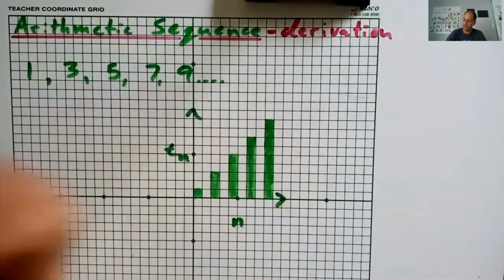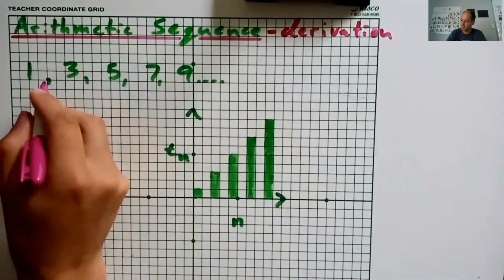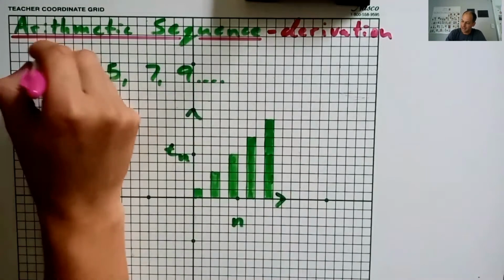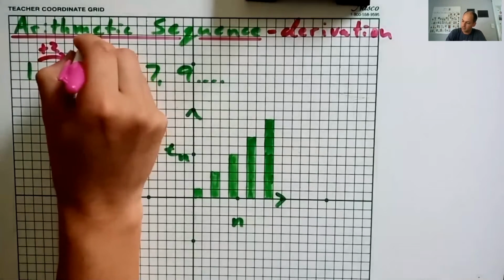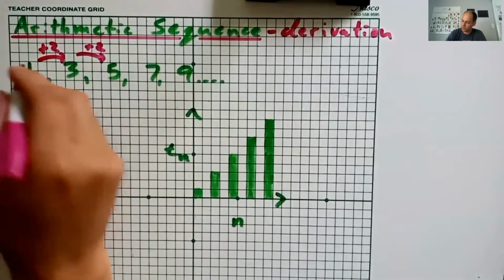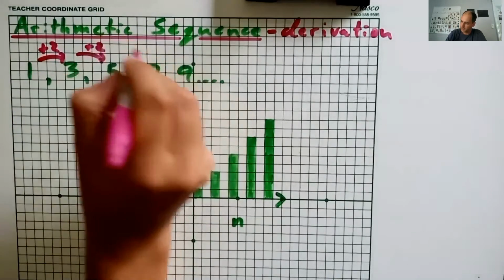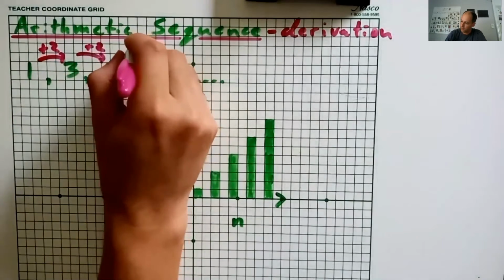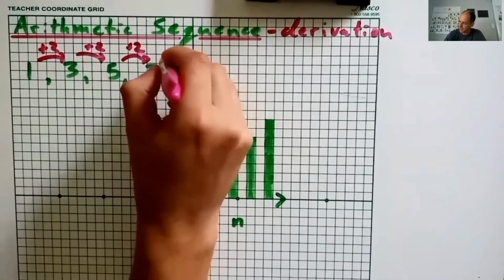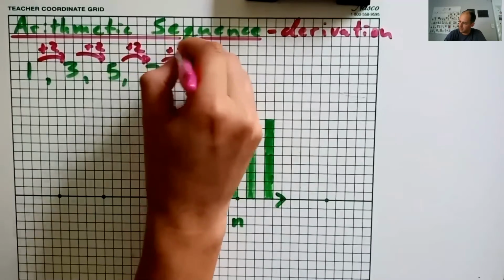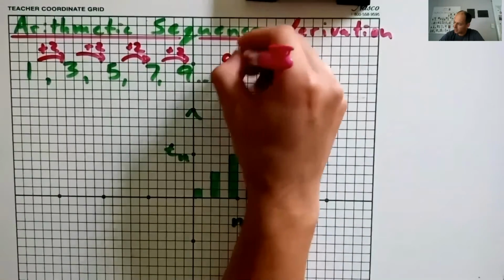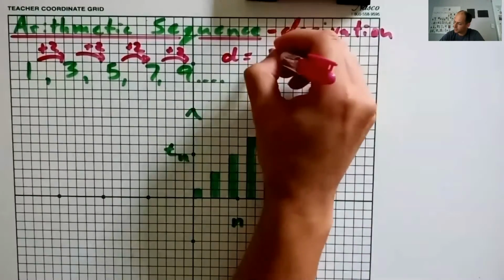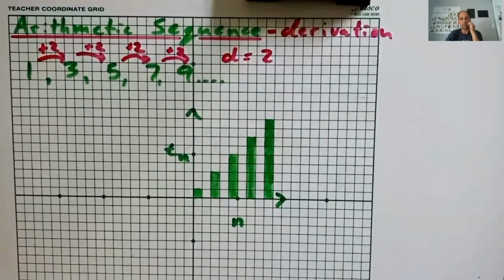Notice in the sequence I have here, separated by commas, we are adding 2 each time to get to the next term. The first term is 1, the second is 3, the third is 5, the fourth is 7, and the fifth is 9. We have this common difference, which we call D, equal to 2 in this case.